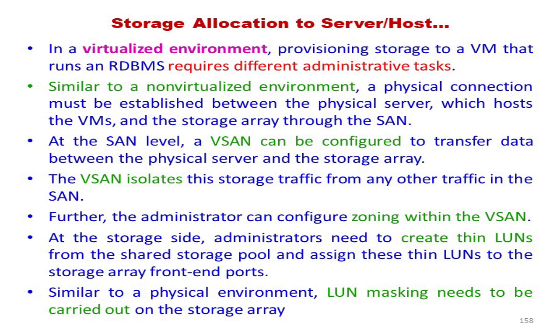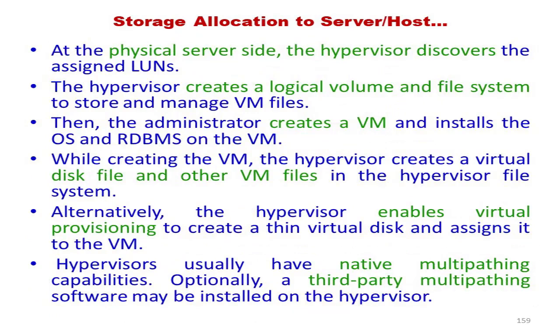At the storage side, administrators need to create thin LUNs from the shared storage pool and assign these thin LUNs to the storage array front-end ports. Similar to the physical environment, LUN masking needs to be carried out on the storage array. At the physical server side, the hypervisor discovers the assigned LUNs. The hypervisor creates a logical volume and file system to store and manage virtual machine files. Then the administrator creates a virtual machine and installs the OS and RDBMS on the virtual machine.